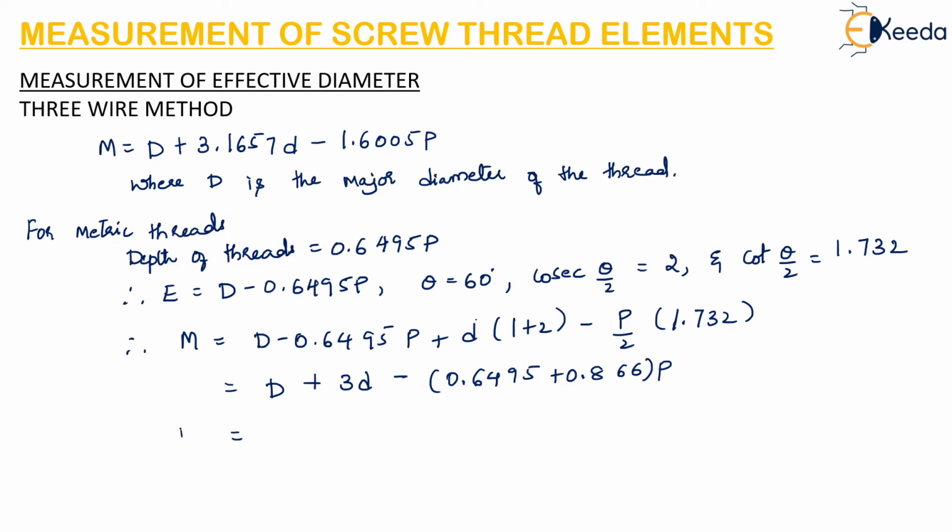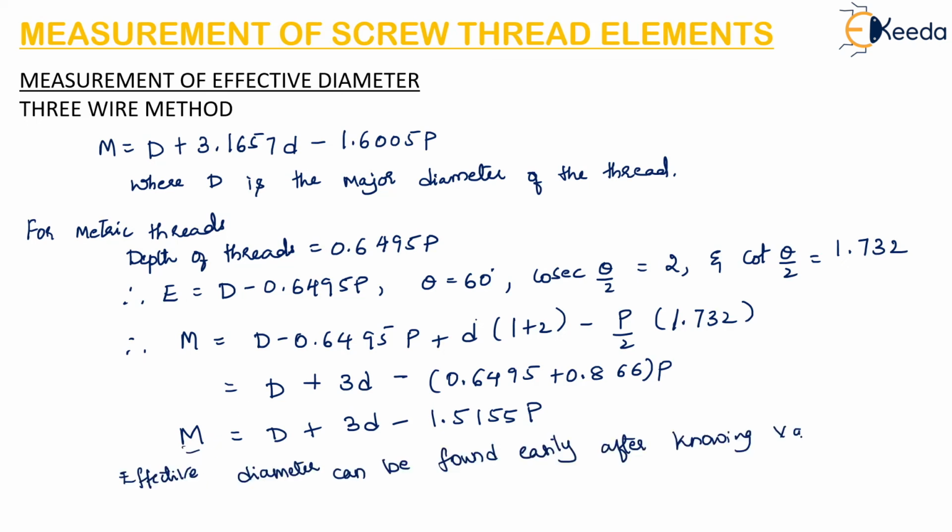And for metric threads, the m value can be obtained as 3d minus 1.5155 p. We can measure the value of m practically, and then we can compare it with theoretical values with the help of the formulae which we have derived just now. So after finding the correct value of m and knowing the value of p, we can find the value of small d. So this is how we find the effective diameter by the 3-wire method.